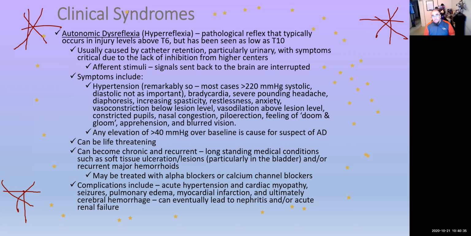Right? Any elevation of blood pressure when you have a spinal cord injury patient that is greater than 40 millimeters of mercury over their baseline is cause to suspect autonomic dysreflexia.